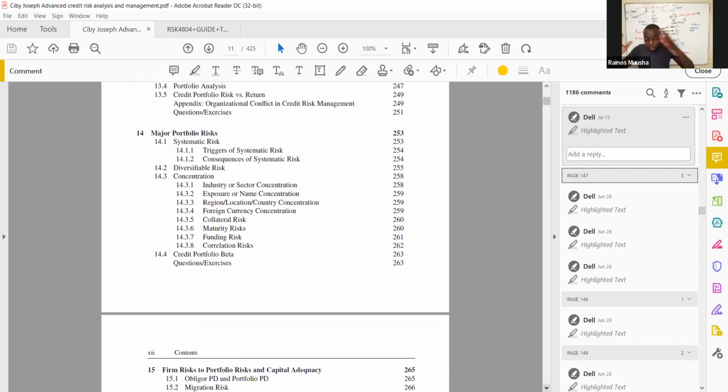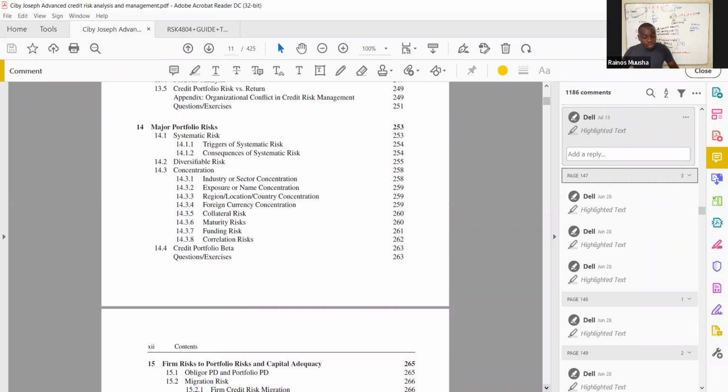Say, when you now have a credit portfolio, what are the major risks that you should be looking at? And you will see that when you look at the major portfolio risks, we know that your total risk is made up of what? Two components. Your total risk is equal to your systematic risk plus unsystematic risk.